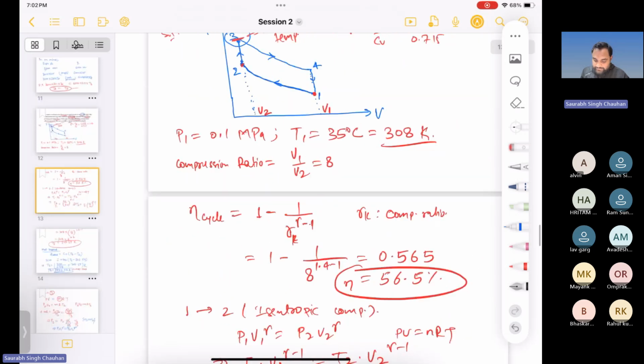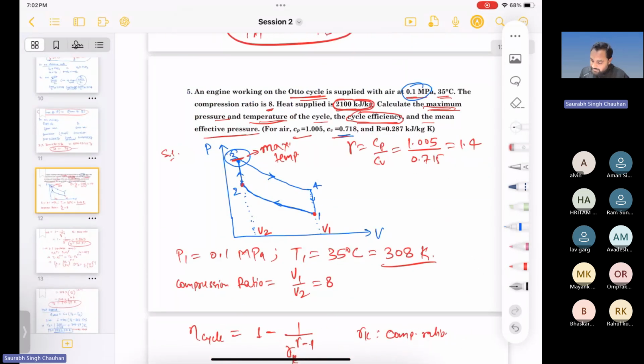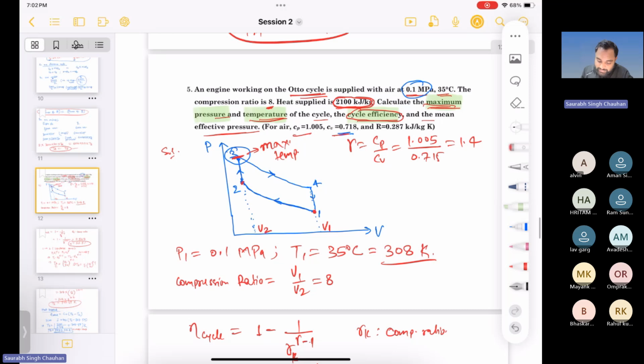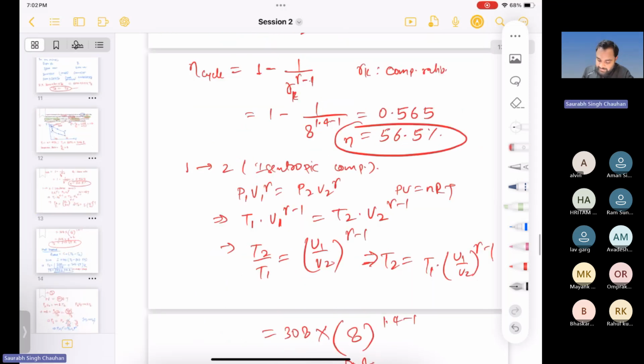So this is the maximum pressure. So what were we supposed to find? We were asked to find the maximum pressure, that is P3, which we calculated. The maximum temperature, that is T3, that we also calculated. Cycle efficiency we calculated. Now we have to find the mean effective pressure, right?